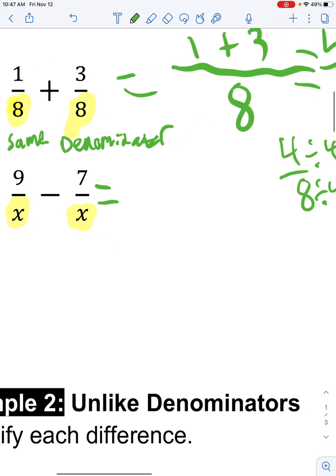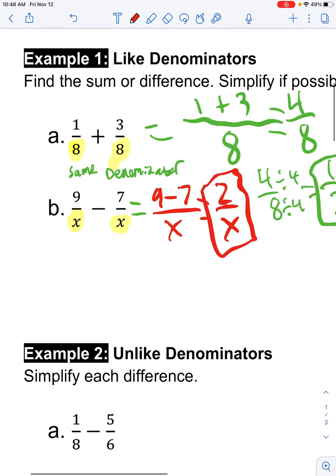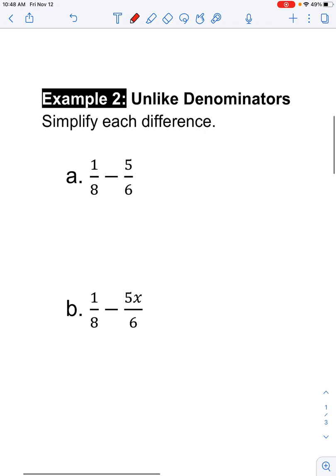Now again, even if it's a variable, I still have the same denominator. So I can keep my denominator the same and subtract my numerators. 9 minus 7 over x equals 2 over x. Because I don't know what x is, there's no way I can simplify. That's as far as I can go, because I don't know what x is.